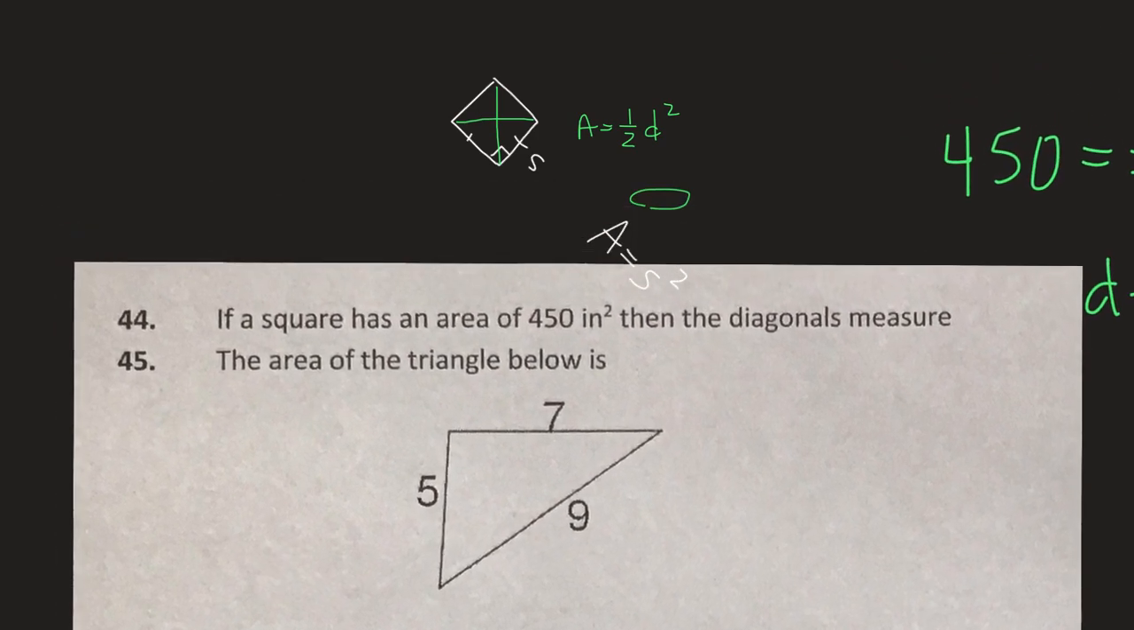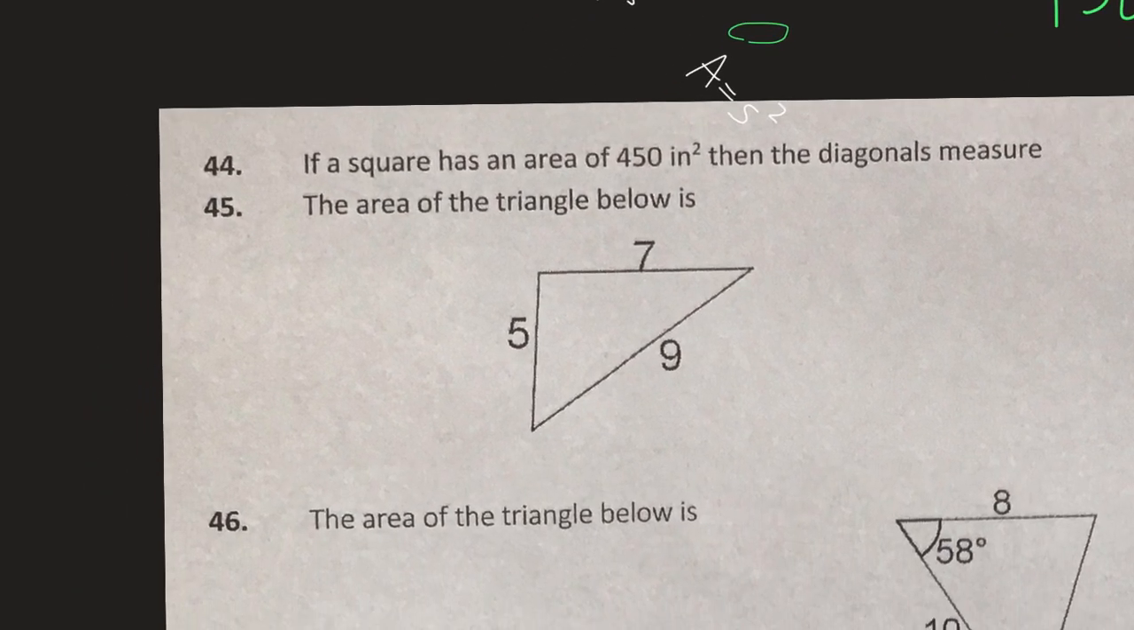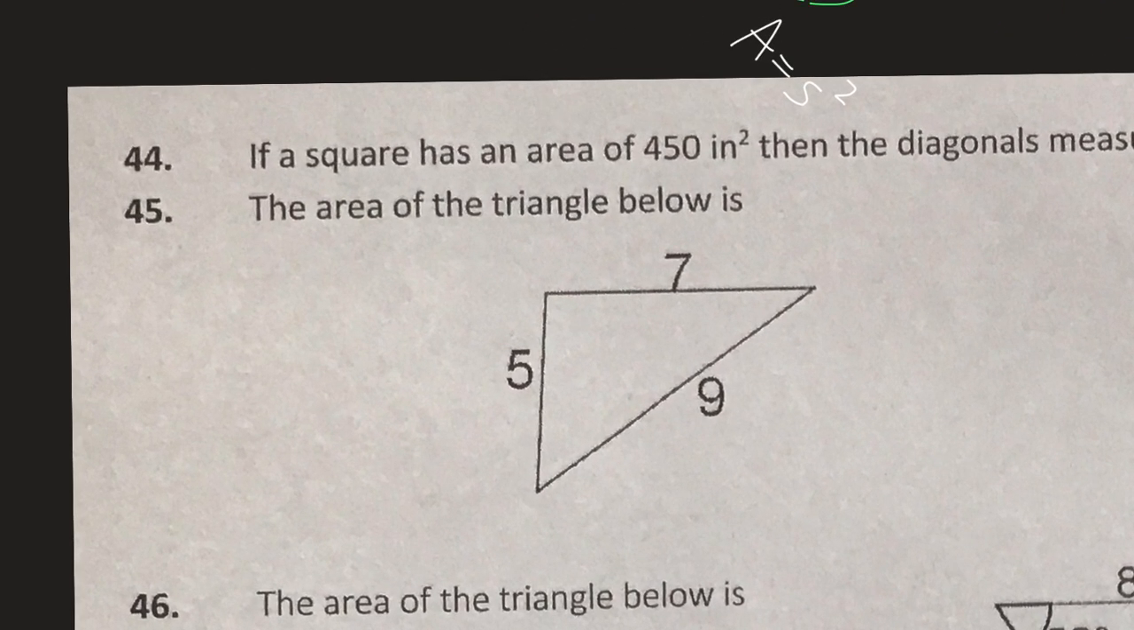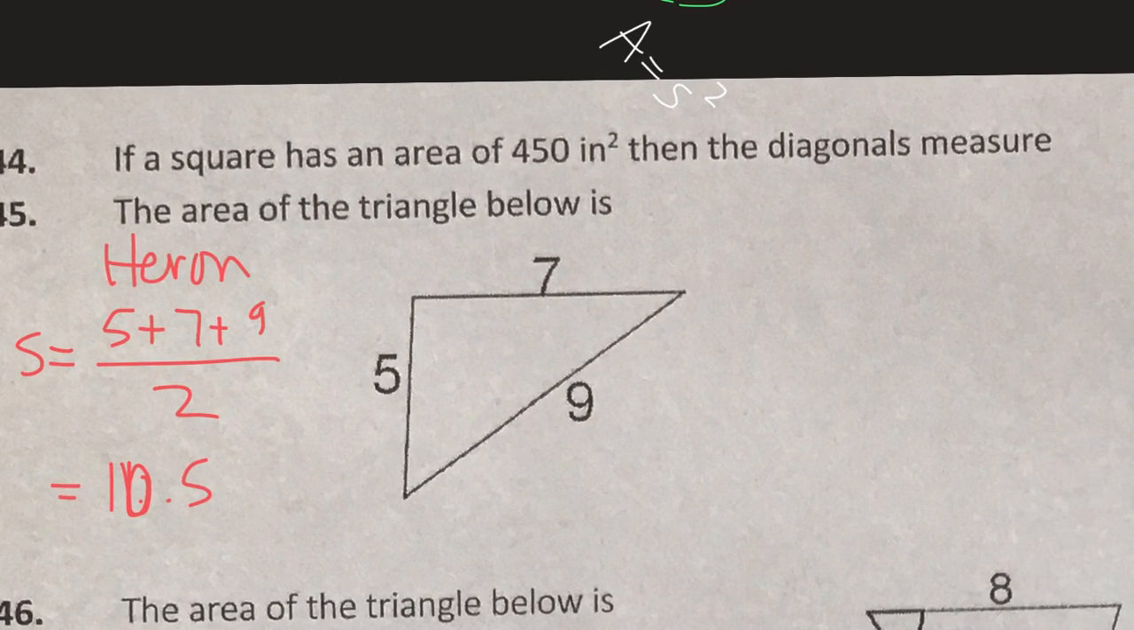Okay, the area of the triangle below. So now once again we have 3 sides. This is going to be a Heron's formula triangle again. So we have to find the semi-perimeter. 5 plus 7 plus 9 divided by 2 is 10.5. And then the formula for area, square root of 10.5.